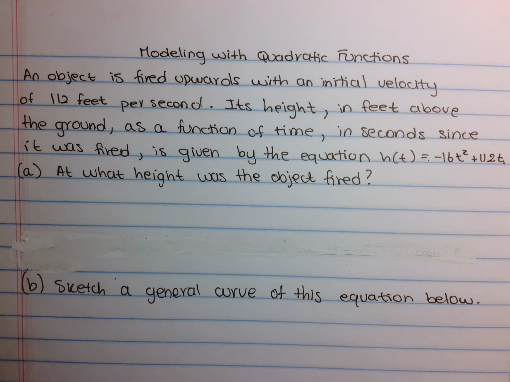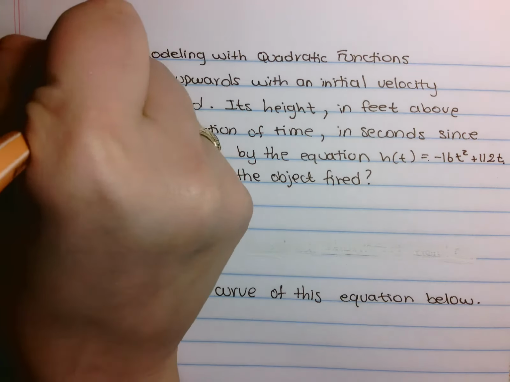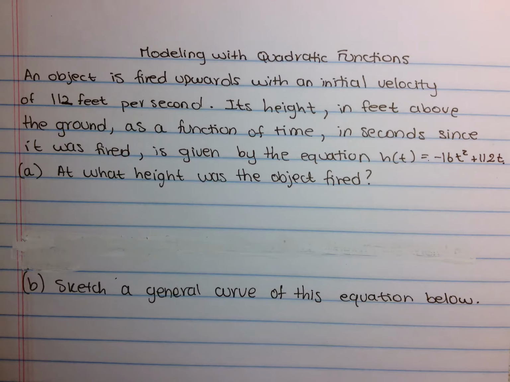Okay, so we're going to be doing a bunch of these in class. I just wanted to give you a little intro as to how we should be thinking, how we're going to annotate, things like that. So, one question that we're going to go over. An object is fired upward with an initial velocity of 112 feet per second. Its height in feet above the ground as a function of time in seconds since it was fired is given by the equation h of t equals negative 16 t squared plus 112 t.